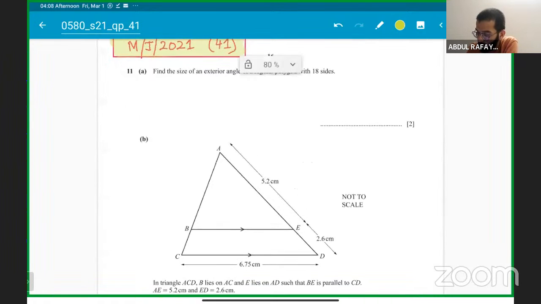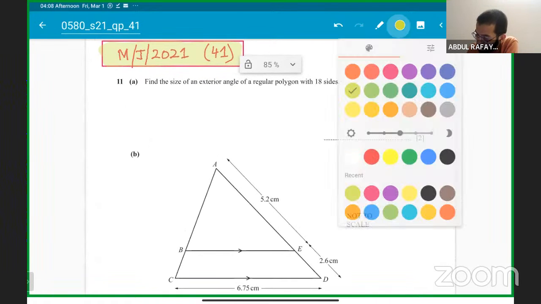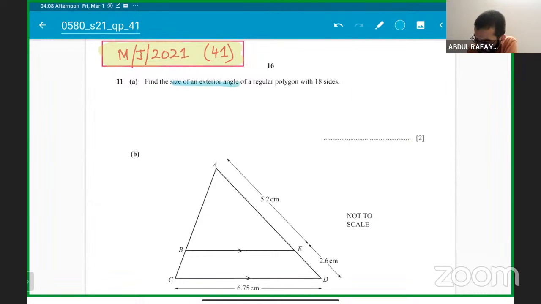So let's talk about this quickly. We have to find the size of an exterior angle of a regular polygon with 18 sides. It's not a big issue. Just find the size of the exterior angle. Always remember, if you have a regular polygon, the exterior angle is equal to 360 divided by n. Is everyone getting it? So 360 divided by n is equal to the exterior angle.